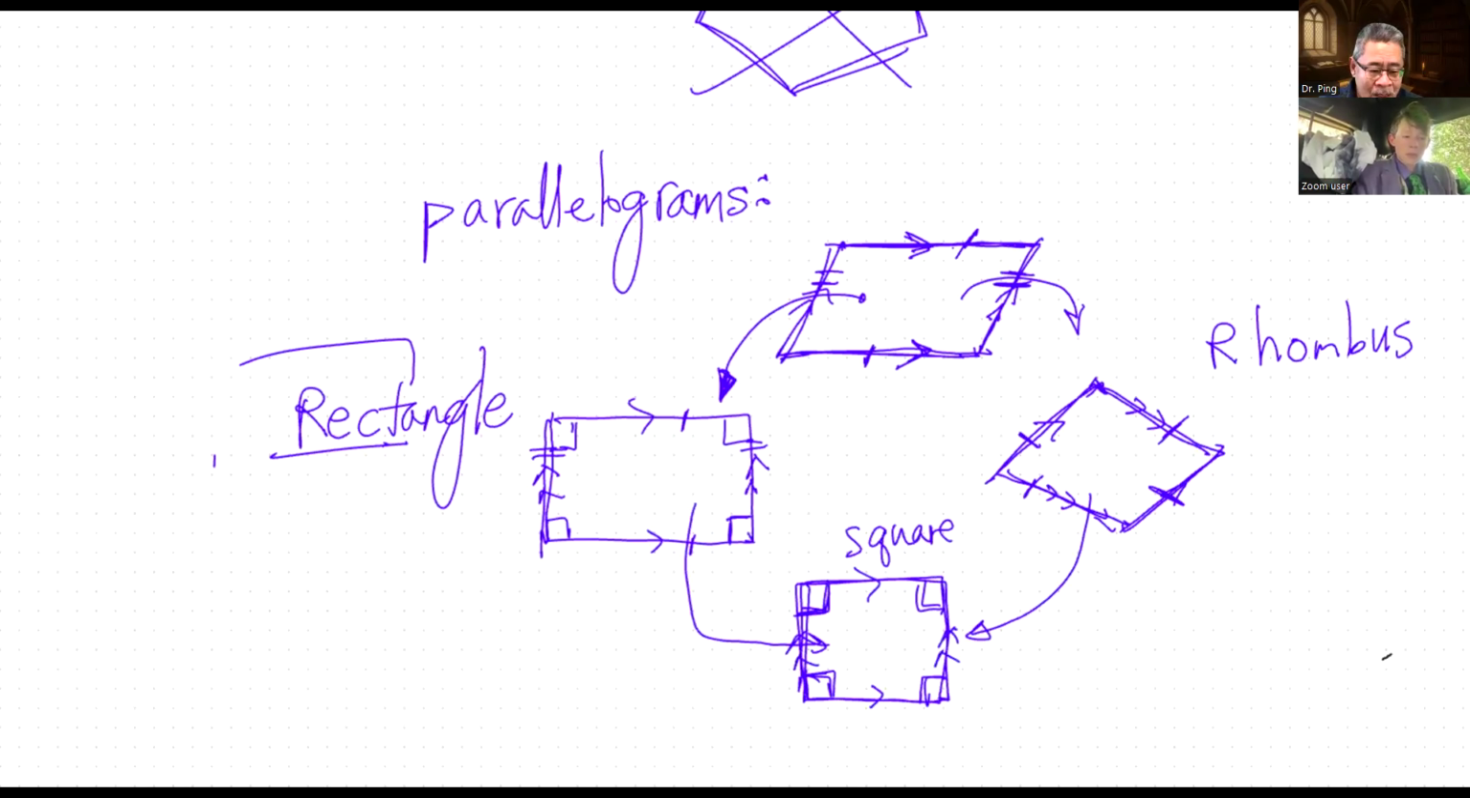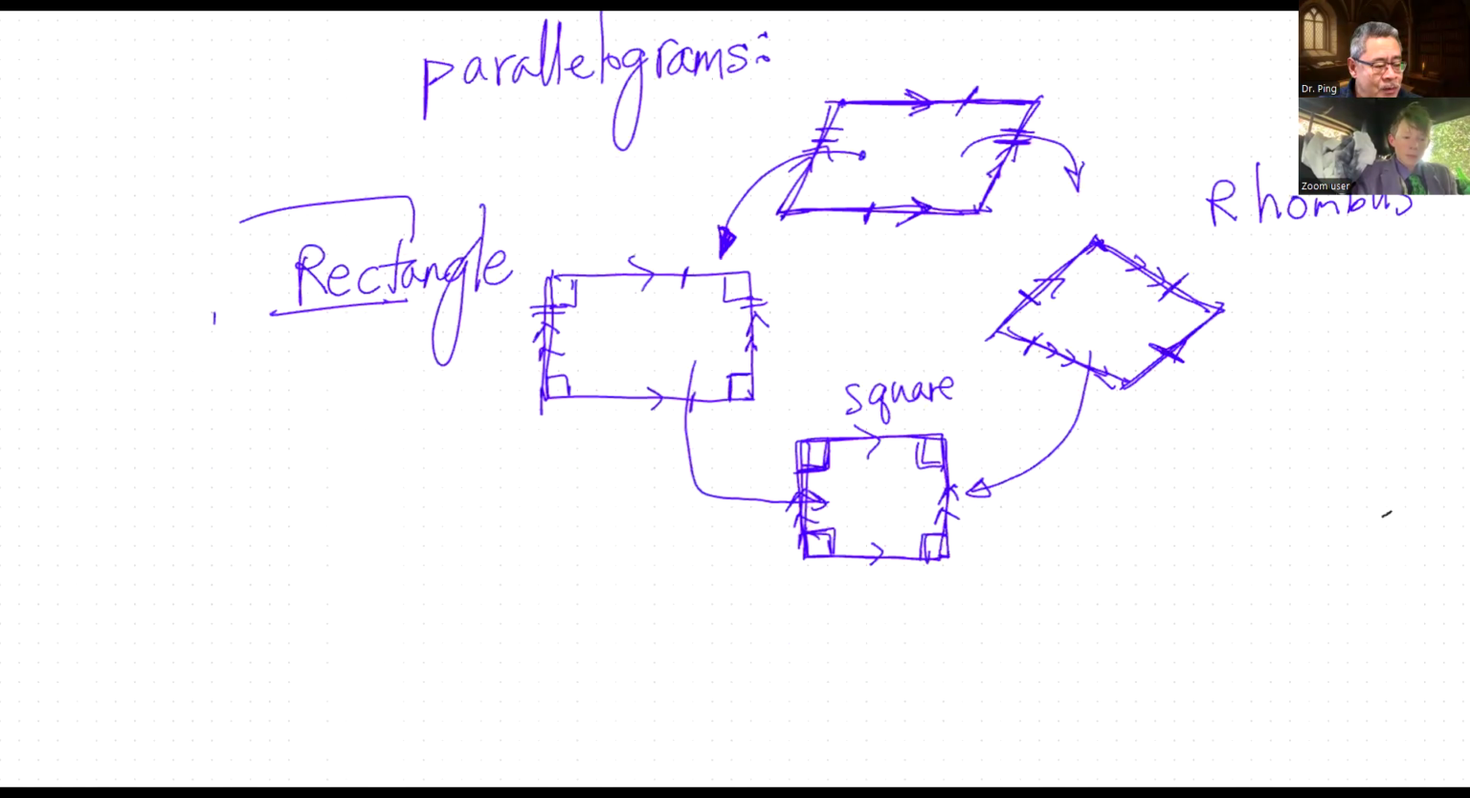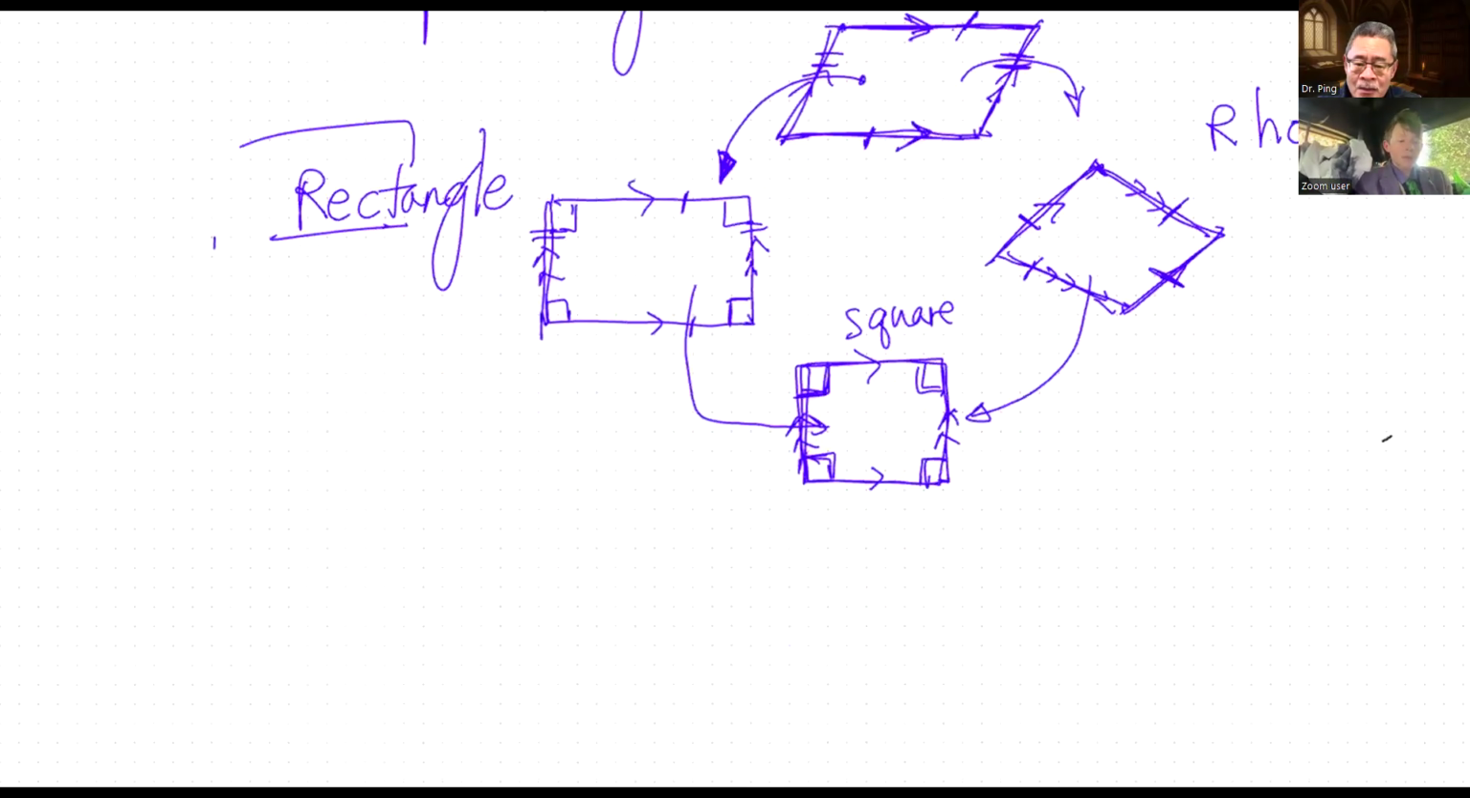Okay, now we're going to look at two more. One is this. You only have two sides parallel. And this, do you remember what the name for that is? Trapezoid. Okay, so only two sides are parallel.